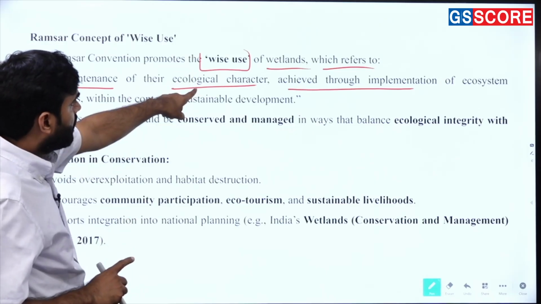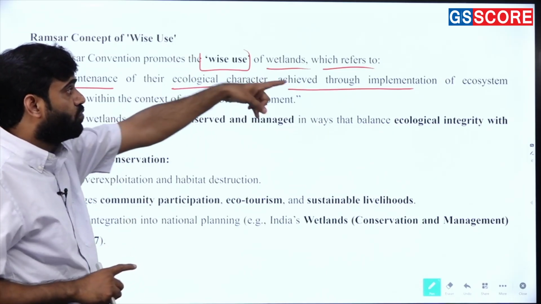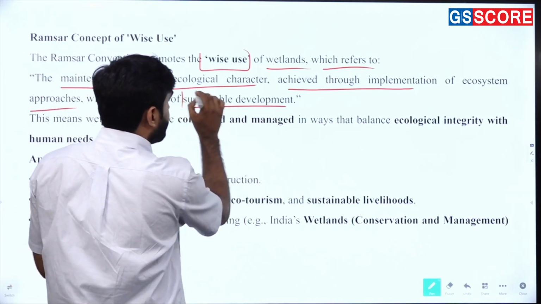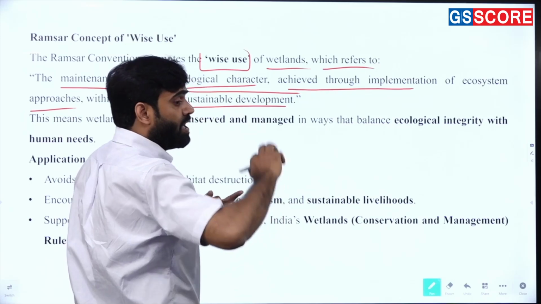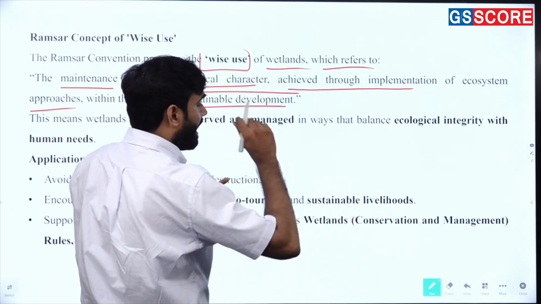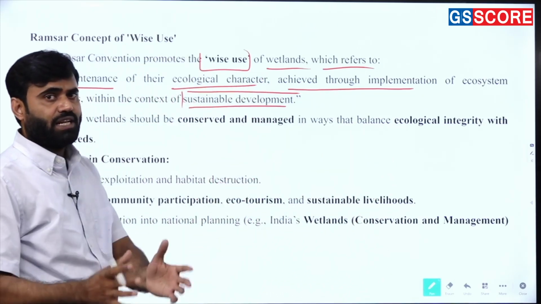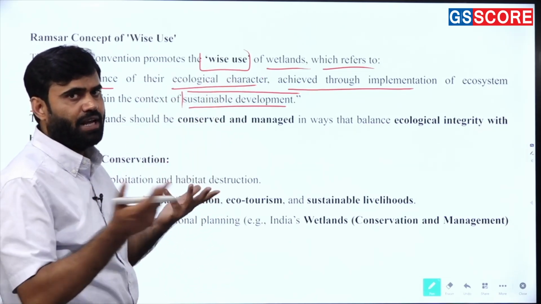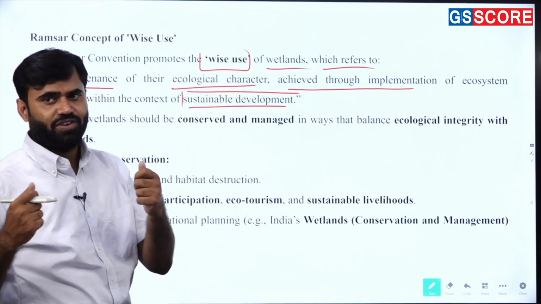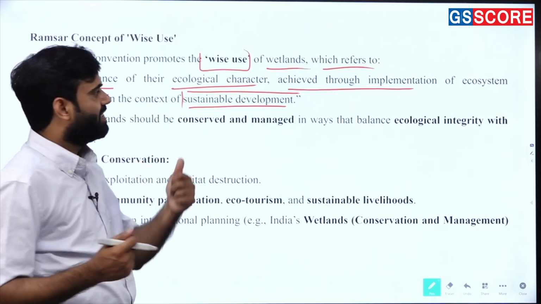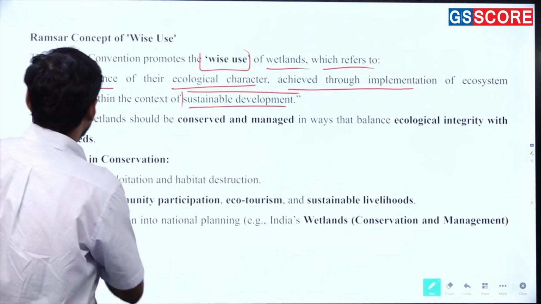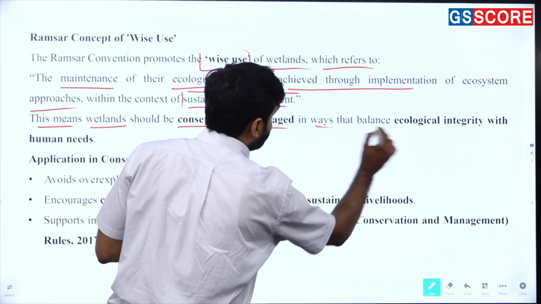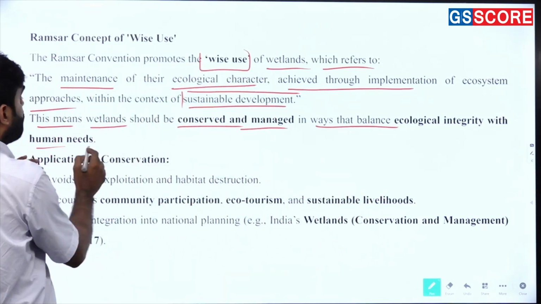Maintenance is important for ecological character. How can we maintain? Through different approaches within the context of sustainable development. Why? This is the last and ultimate destination of every country, that we have to adopt sustainable development for the next generation. The generation that is dancing on Instagram and Facebook, we have to conserve for them. Getting my points? This means wetlands should be conserved and managed in ways that balance ecological integrity with human needs.